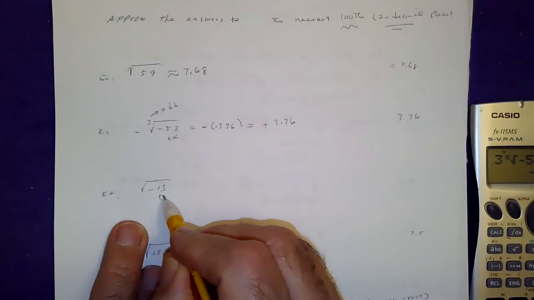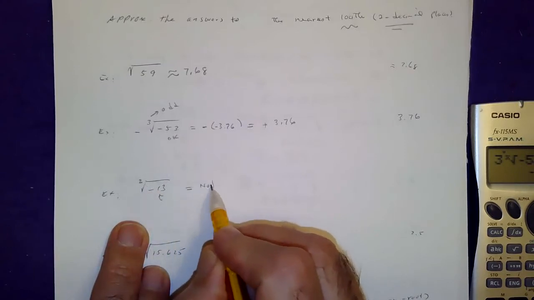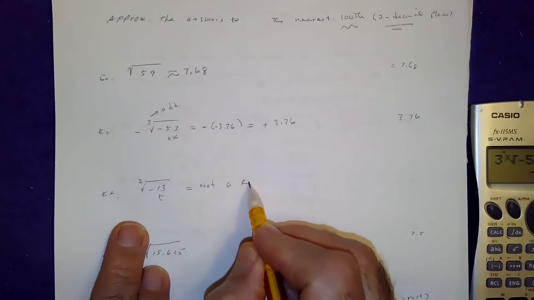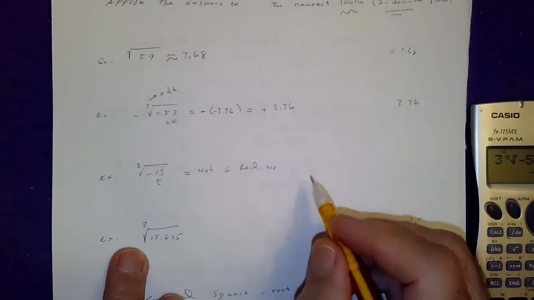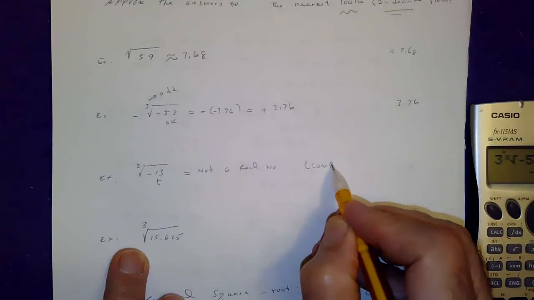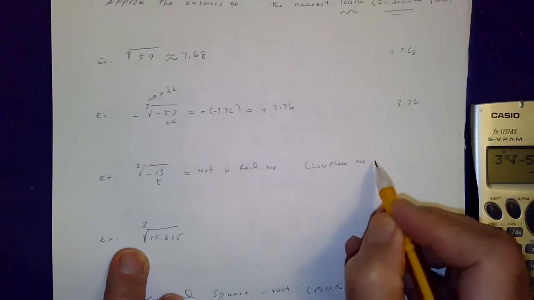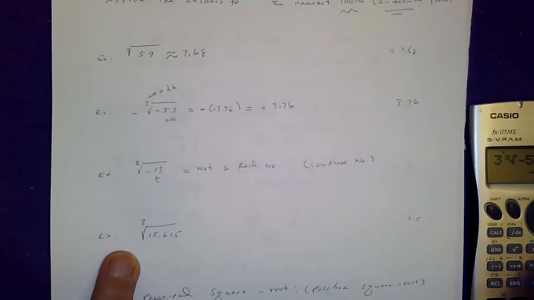We have a negative number and the index is even. So for now, we just say not a real number. Remember, this is going to be a complex number. So that's called a complex number. And we're going to go over this at the very end section of chapter 7.